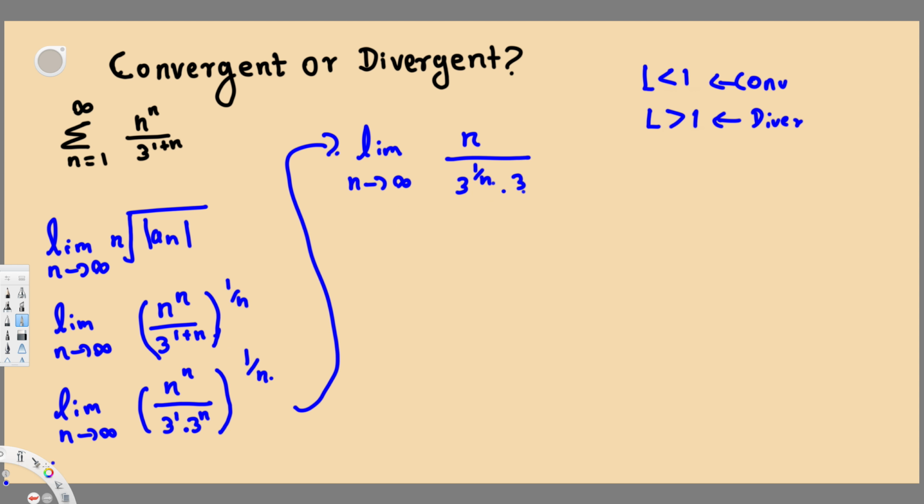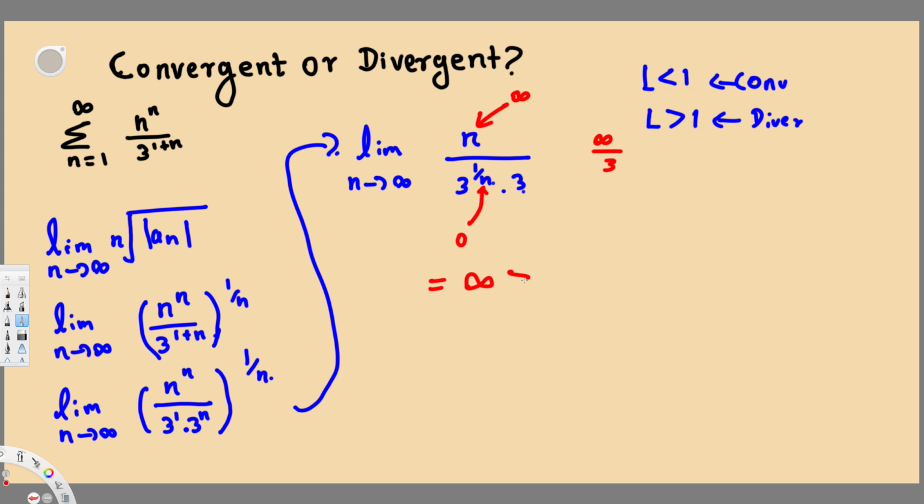Now if you think about this, if you apply infinity, this is going to be infinity, right? And here 1 over infinity, this power will become 0. So 3 power 0 is basically 1. So 1 times 3 is going to be 3. So it's going to be infinity over 3. Infinity over 3 is going to be infinity. So the answer is going to be infinity.